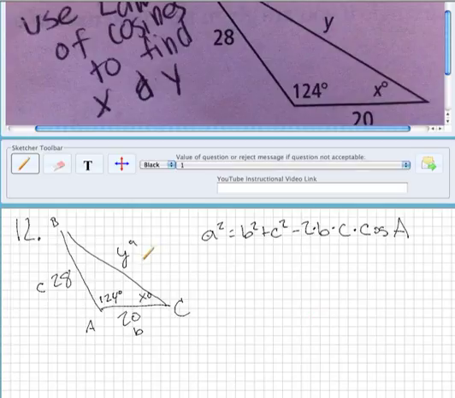So we're looking at this triangle right here and we're trying to find x and y. The first thing I'm going to do is find y first using the law of cosines.